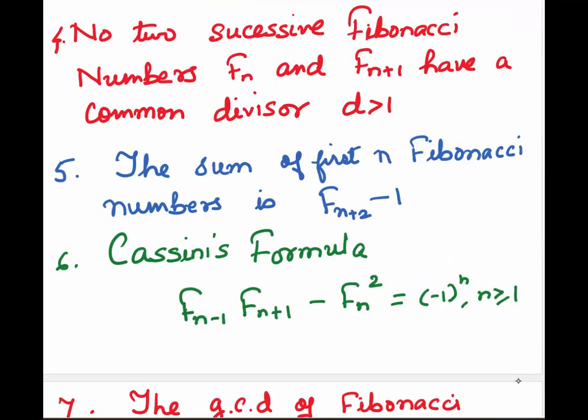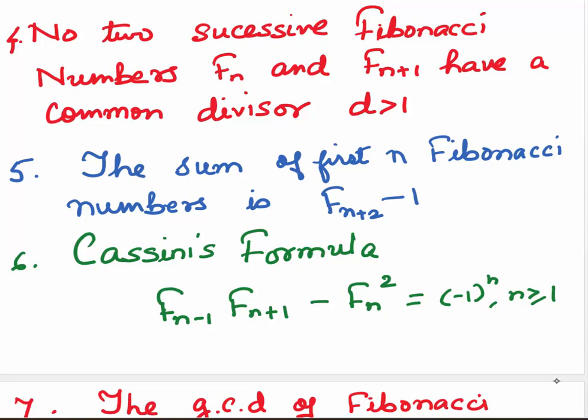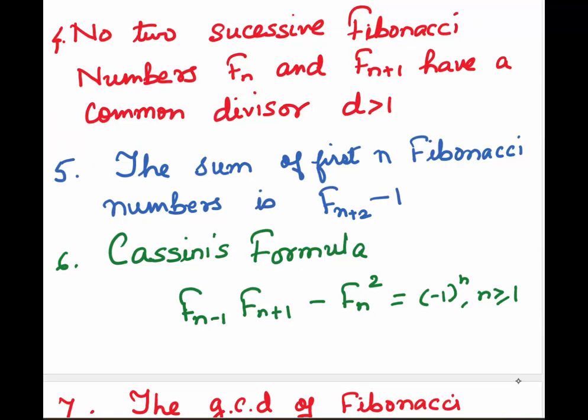The next point. No two successive Fibonacci numbers fn and f of n plus 1 have a common divisor d greater than 1. Next, the sum of first n Fibonacci numbers is nothing but f of n plus 2 minus 1. Then, the Cassini's formula. F of n minus 1 into f of n plus 1 minus fn square is always minus 1 to the power n, where n is greater than or equal to 1.